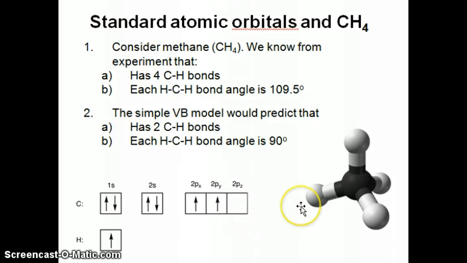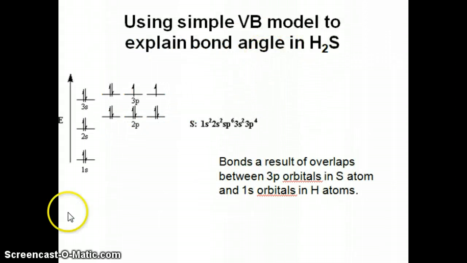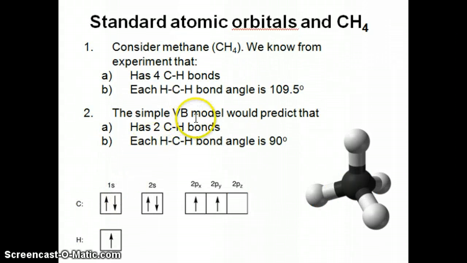Now let's take a look at how we would predict a molecule that will be formed by carbon and hydrogen using the simple valence bond model, the one that we just applied earlier to the H2S molecule. The simple valence bond model would have predicted that a molecule formed by carbon and hydrogen would actually have 2 carbon-hydrogen bonds. In other words, the formula would be CH2 instead of CH4. And then each HCH bond angle would have been 90 degrees.